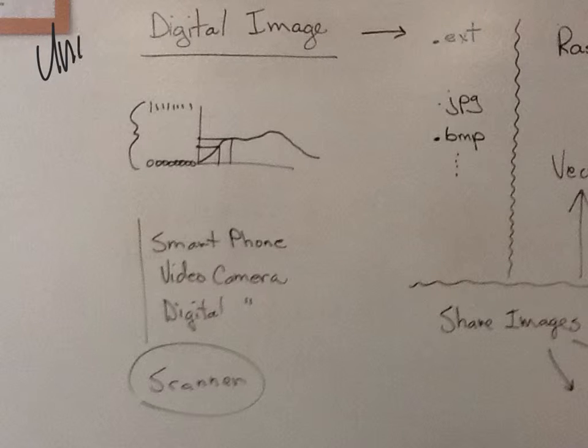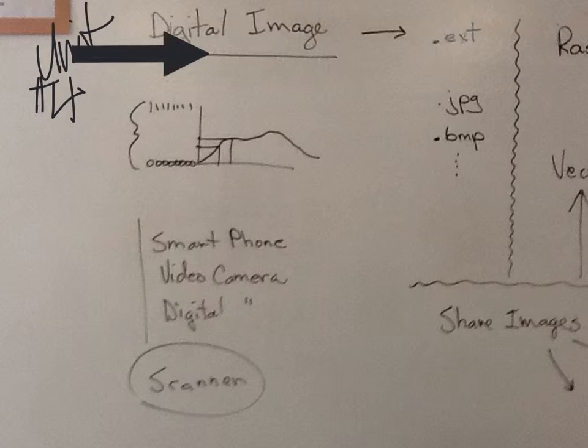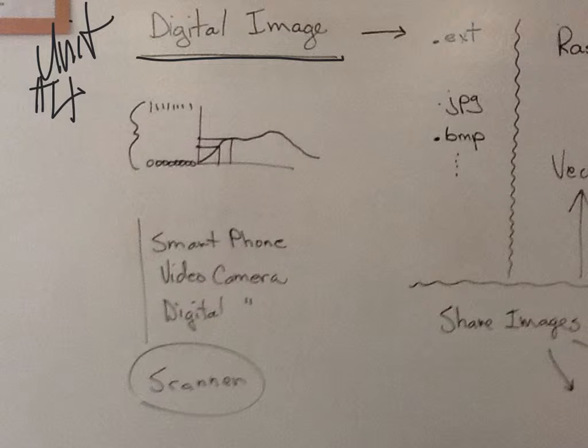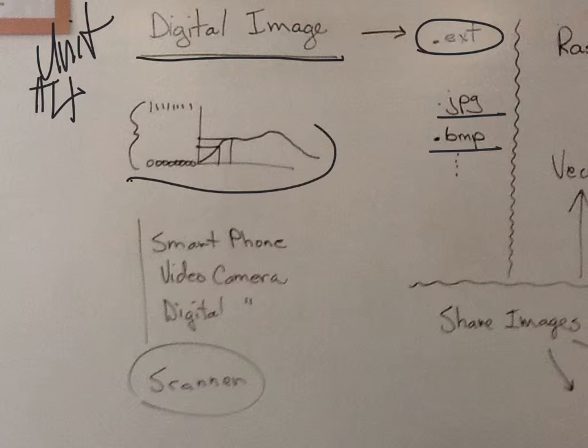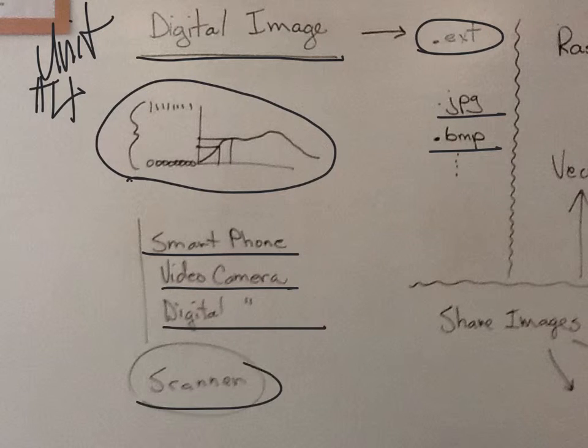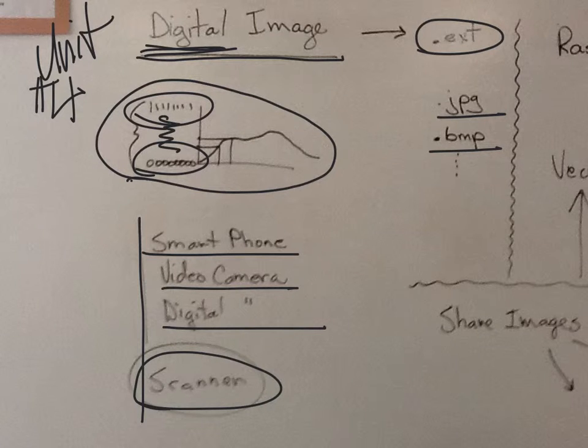Okay, almost a midterm. Unit 4. We talked about digital images. We talked about the extension, like a JPEG, bitmapped. We can use digital images to represent things like audio, smartphones, video cameras, digital cameras. Scanners can capture digital images. We use ones and zeros and a combination of those to represent the images. And how they're represented is determined by the extension. Okay?